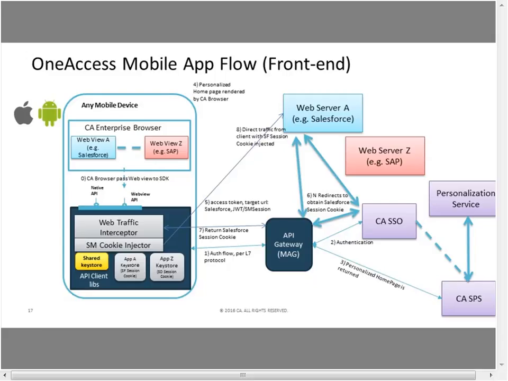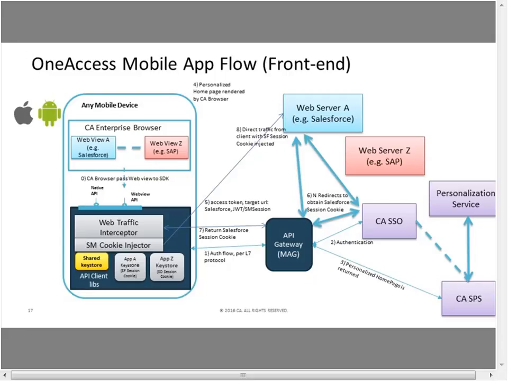How we do it is essentially the enterprise browser, or in this case we'll call it the OneAccess app. The OneAccess app makes calls to the API gateway requesting a service. That service is unique to the different application tiles. So in this example, let's say Salesforce. We also have an example SAP. It doesn't matter what the app is. You would click on that service tile.